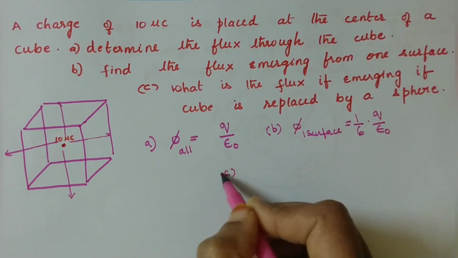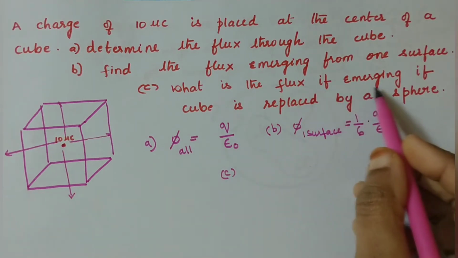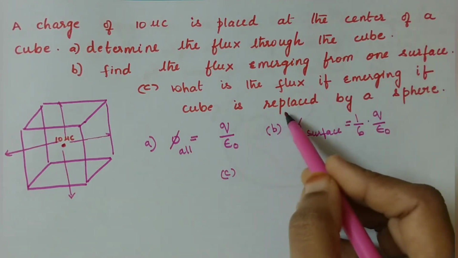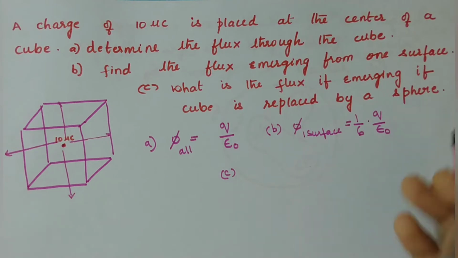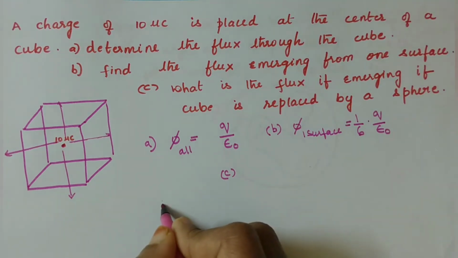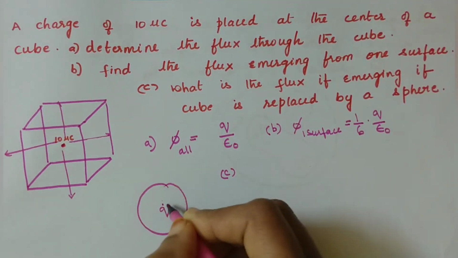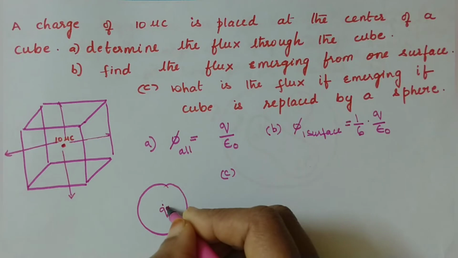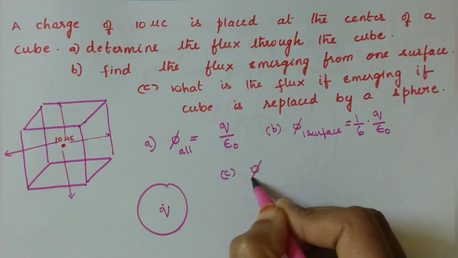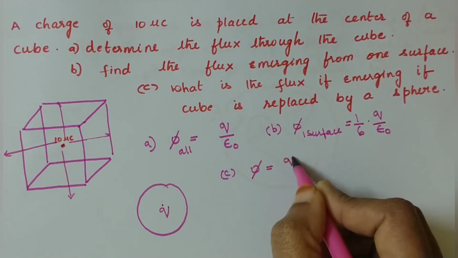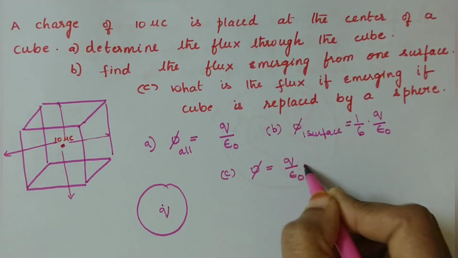And the C bit says, what will be the flux emerging if the cube is replaced by a sphere? See, if this is your charge q, instead of the cube we have taken a sphere. Even this sphere is enclosing the same amount of charge, so there is no change in the flux. Flux remains as q divided by epsilon naught.